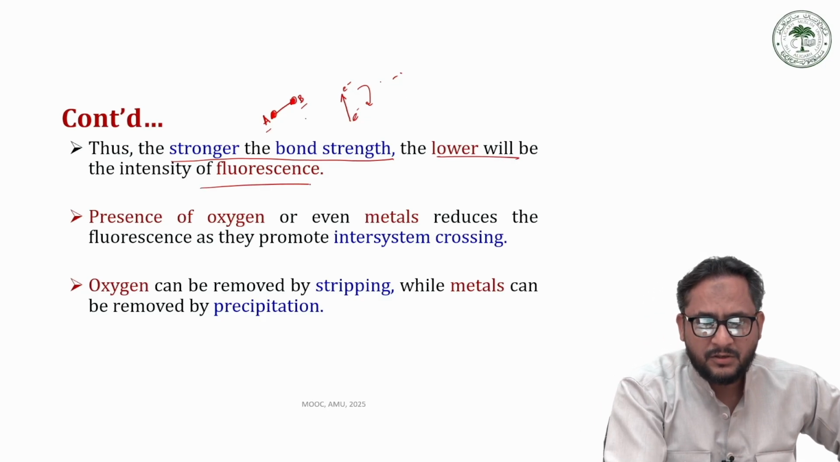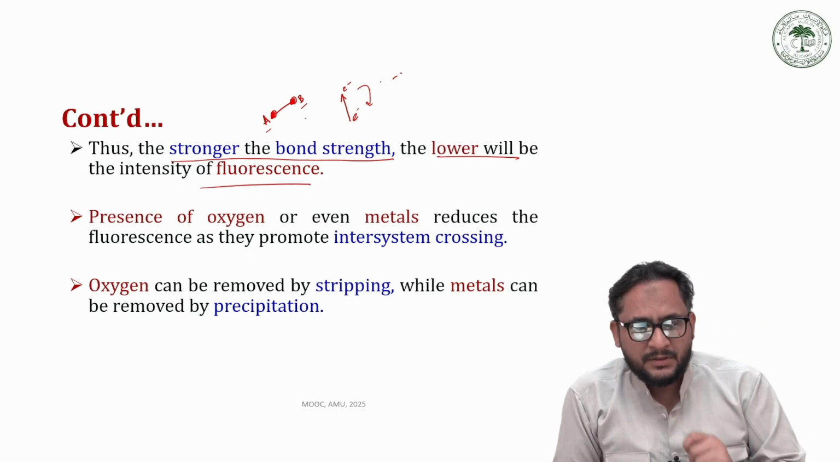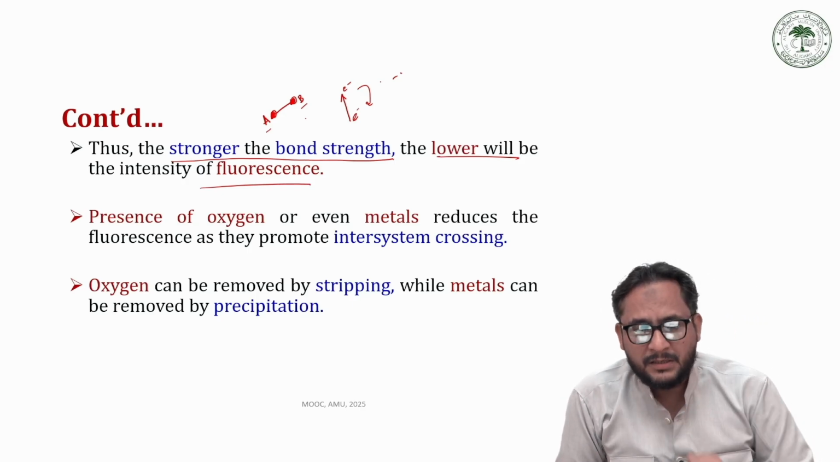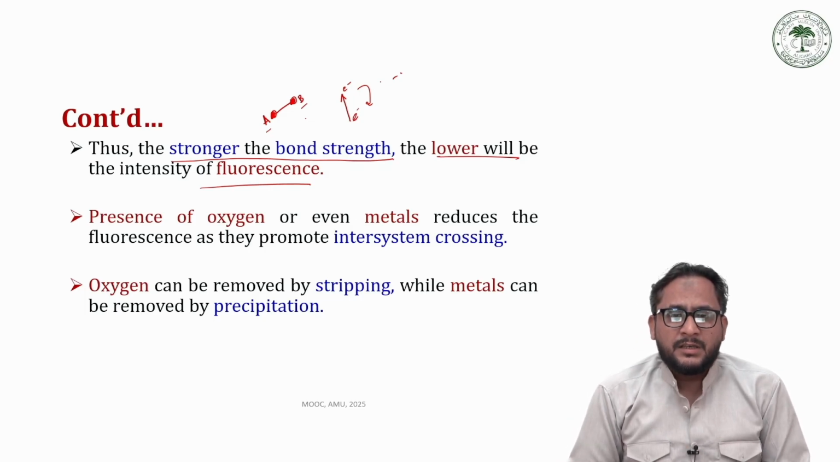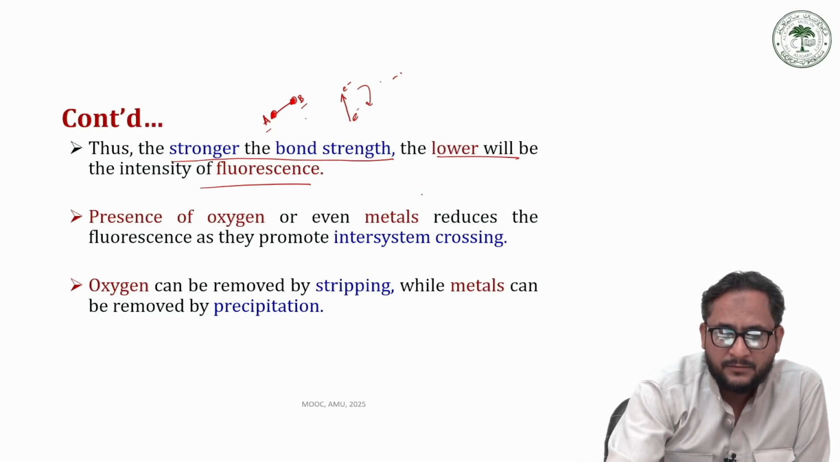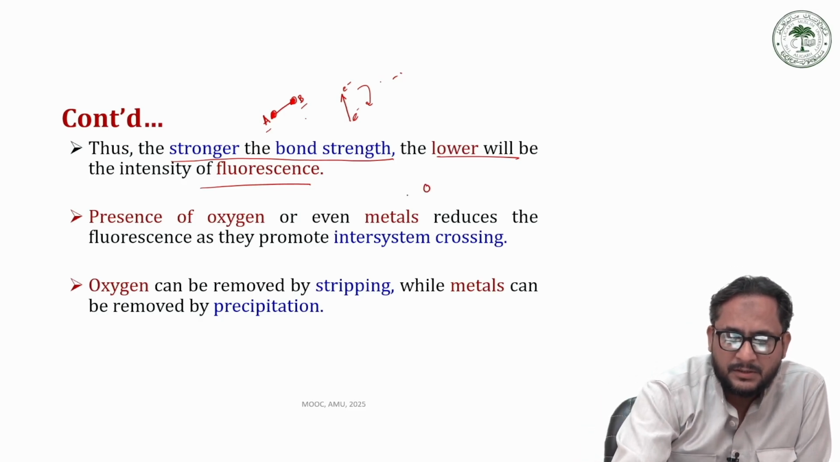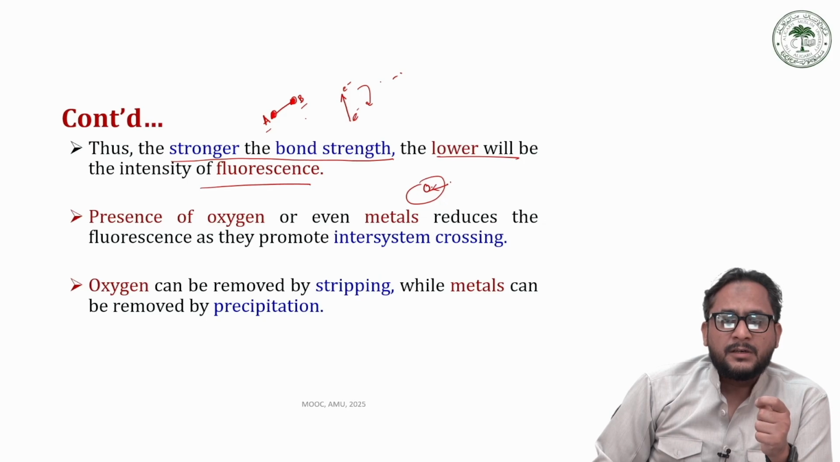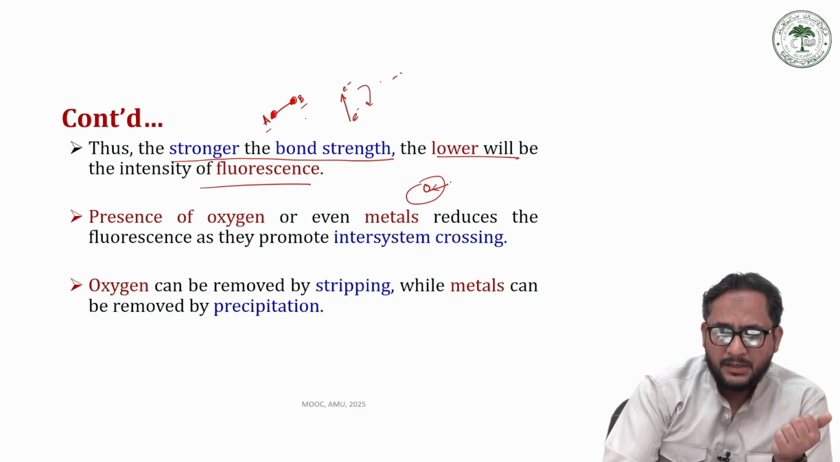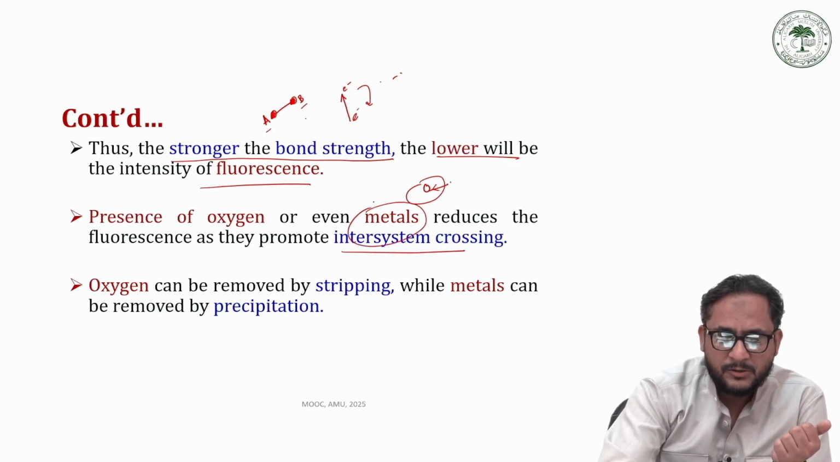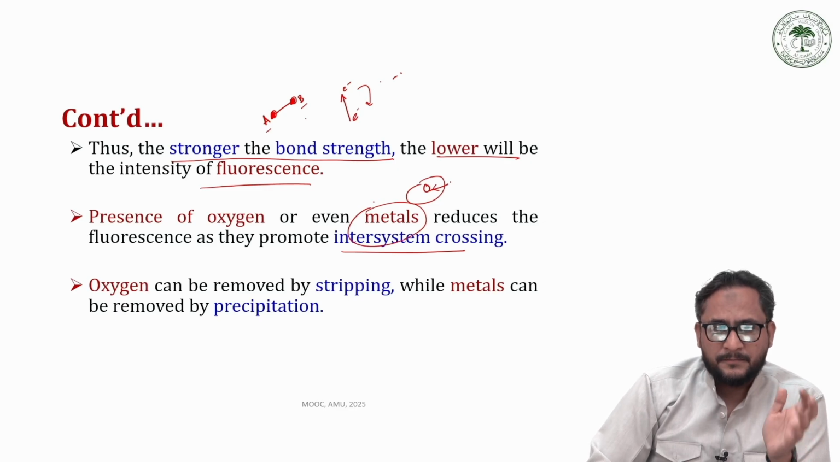So there will be lower intensity of fluorescence. The presence of atoms like oxygen or even metals reduces fluorescence as they promote intersystem crossing. I explained it to you yesterday as well that, for example, if oxygen is present, since oxygen attracts the electron pair towards itself, it causes the electrons to be involved, and therefore it reduces the phenomenon of fluorescence. It promotes intersystem crossing, and metals also promote intersystem crossing.